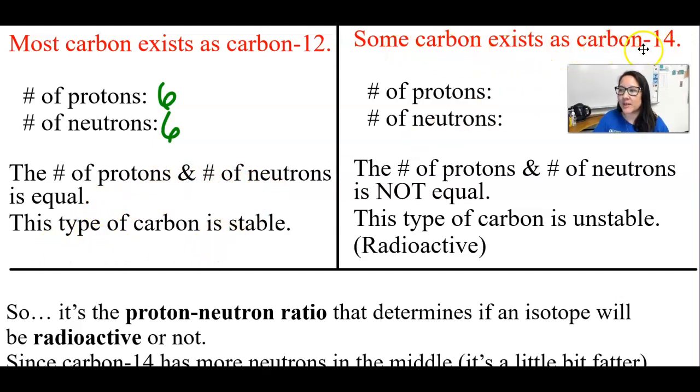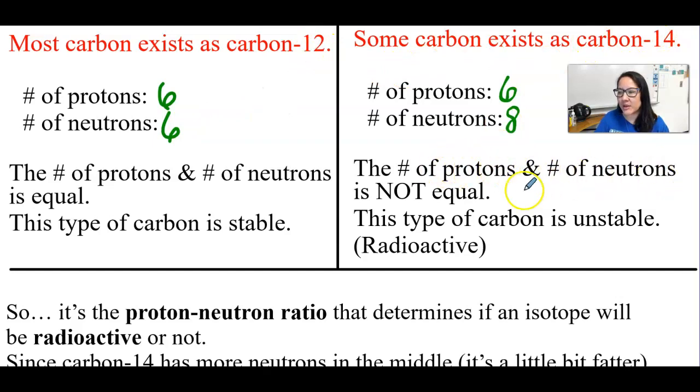Some carbon exists as carbon-14, and so it would have the same number of protons, 6 protons, because it's carbon. However, the mass number is 14, not 12. So that means we have a different number of neutrons. 14 minus 6 is going to equal 8 neutrons. And so these are the same element. They just have different number of neutrons, which causes them to have different mass numbers.